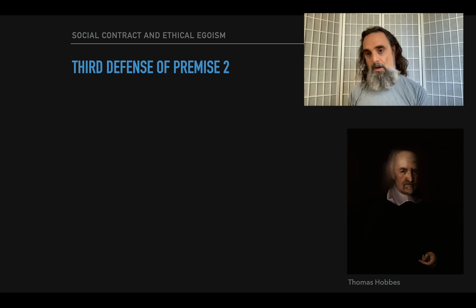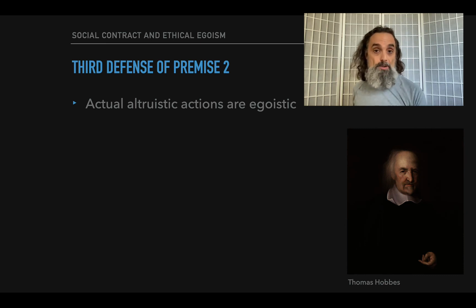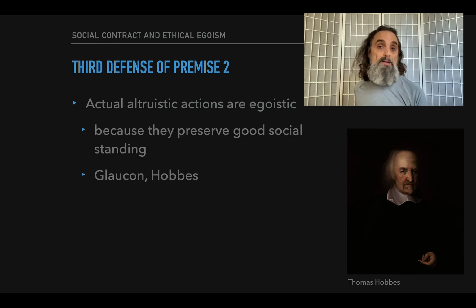So the philosopher Thomas Hobbes, writing in the 1500s, wanted to suggest that actions that look altruistic are actually egoistic. Why? Well, because they preserve our standing in society. And we also see in the reading from Plato that that's what Glaucon is suggesting. And if we were reading the rest of the Republic, which is what that Plato selection is from, we would see that Glaucon doesn't actually believe it. But Glaucon suggested, and Hobbes believed, that when we act in ways that look like they're benefiting others at a cost to ourselves, actually those actions overall benefit us because they preserve our social standing, and that social standing is very valuable. So why is social standing so valuable?